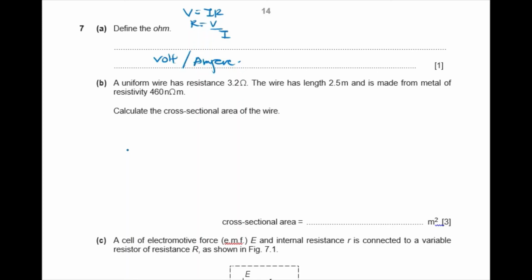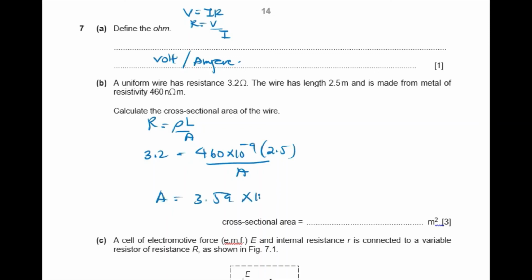7b, a uniform wire has a resistance of 3.2 ohm. The wire has length 2.5 meter and is made from metal of resistivity 460 nano-ohm-meter. Calculate the cross-sectional area of the wire. So formula: resistance equals resistivity times length divided by area. Resistance 3.2 ohm, resistivity 460 nano-ohm-meter, length 2.5, calculate area. So area equals 3.59 times 10 power negative 7 meter squared.